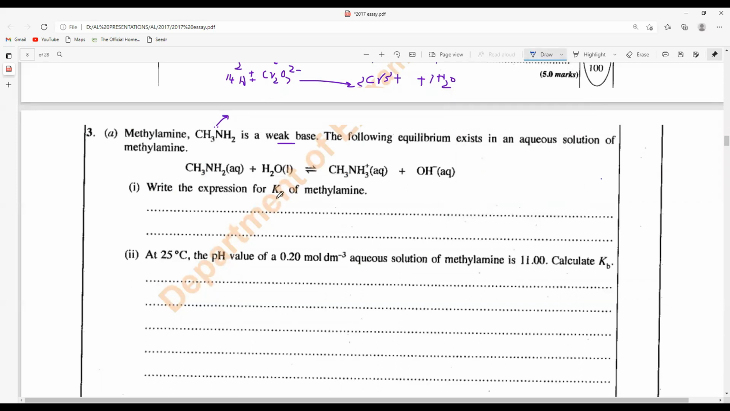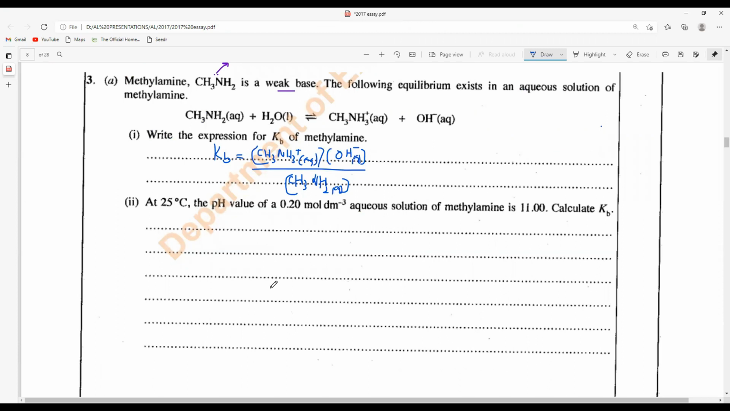So write the expression for Kb. This is straightforward: you can write Kb is equal to the salt concentration. Here, this is a physical chemistry question, so you have to put all the possible states as far as necessary: CH3NH3 plus aqueous concentration and OH minus aqueous concentration. Don't forget to put the physical states. And then you forget about the water here, and then it will be CH3NH2 aqueous concentration, right? So this is the Kb expression.